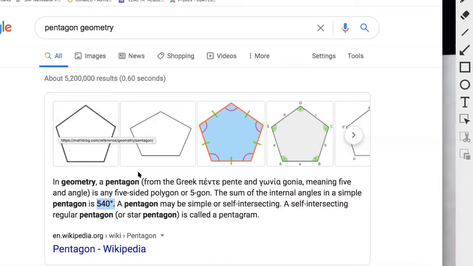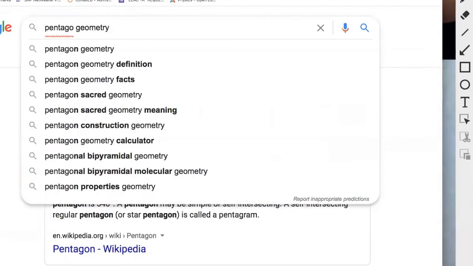108? Yes, 108. And then, well, might as well draw the hexagon too while we're at it.